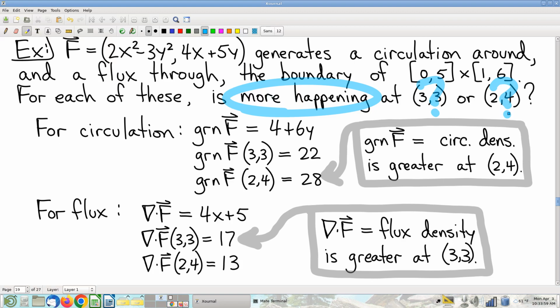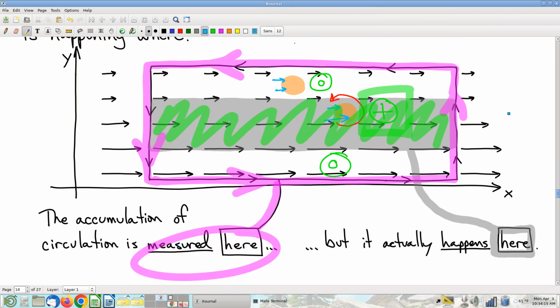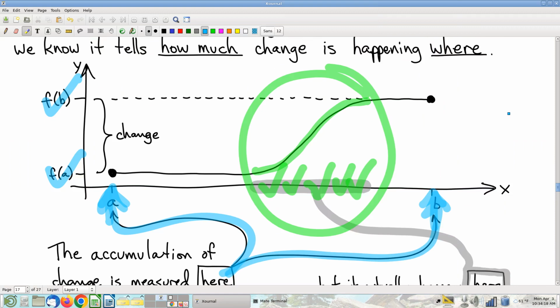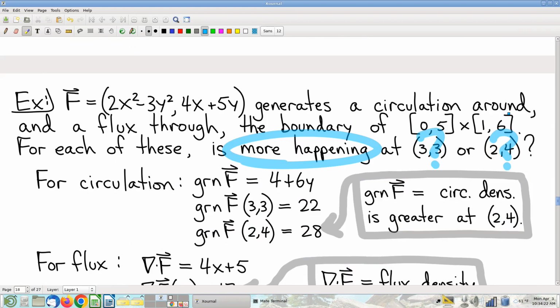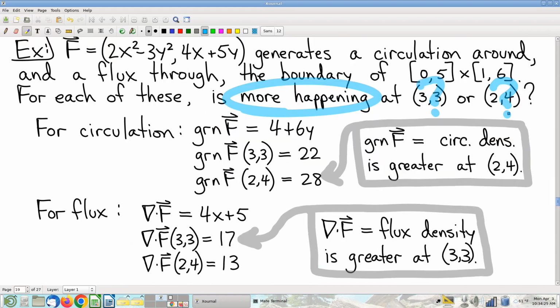So at which of these points is more of it happening? Is there more flux happening at 3,3 or 2,4? Now again, the first instinct is to say, well, I thought the flux was on the boundary. No, the flux is measured on the boundary. Just like change is measured on the boundary here. That doesn't mean the change is happening on the boundary, right? So, okay, with that in mind, where is the flux happening more of between these 2 points? Where is the circulation happening more of between these 2 points?